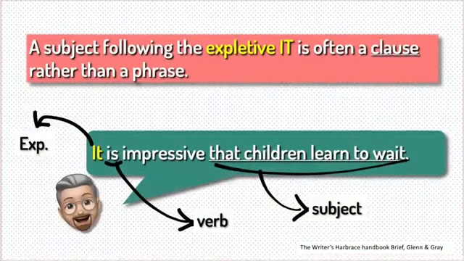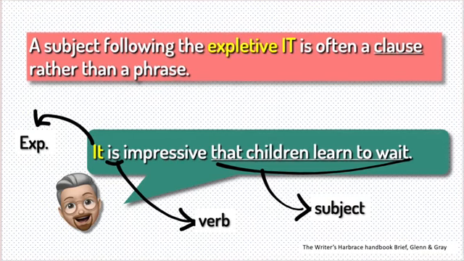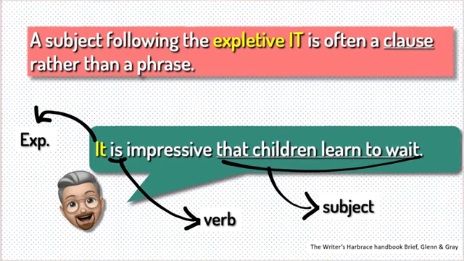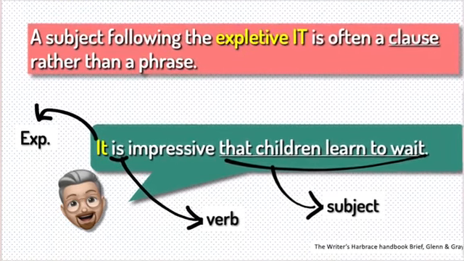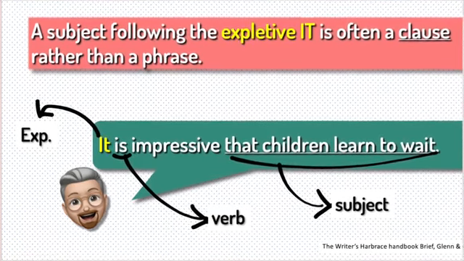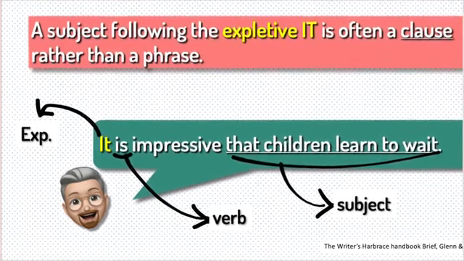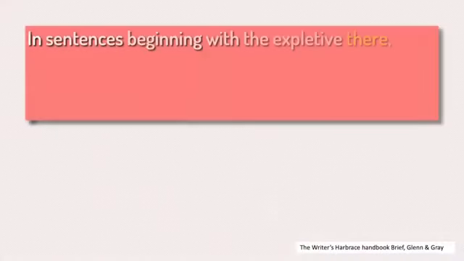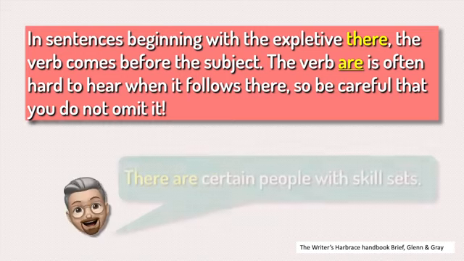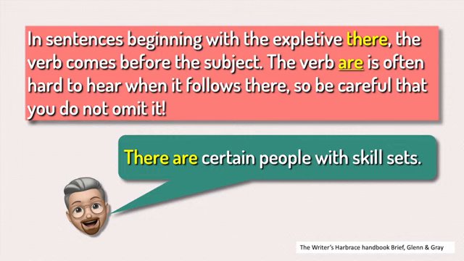A subject following the expletive it is often a clause rather than a phrase, like in this example. It is impressive that children learn to wait. It is your expletive. Is your verb. That children learn to wait is your subject. In sentences beginning with the expletive there, the verb comes before the subject. The verb are is often hard to hear when it follows there, so be careful that you don't omit it. There are certain people with skill sets.